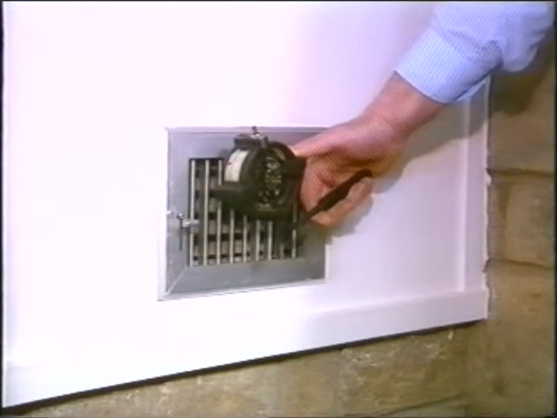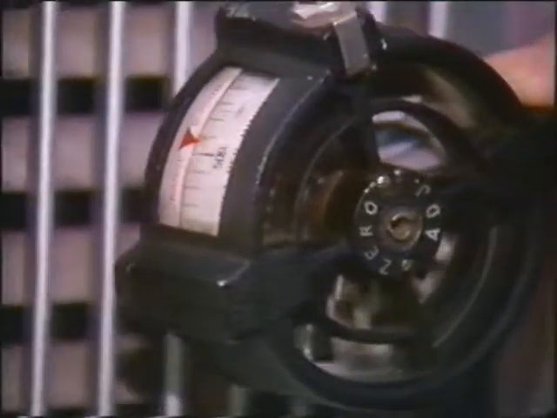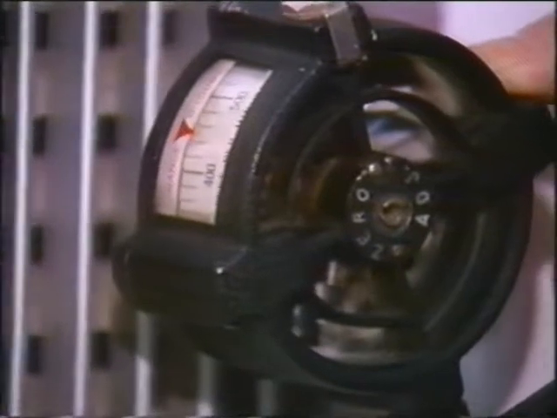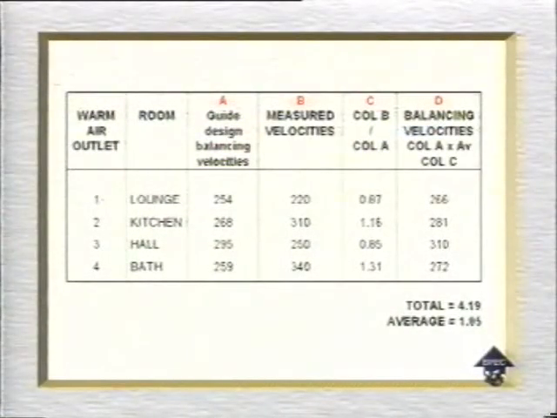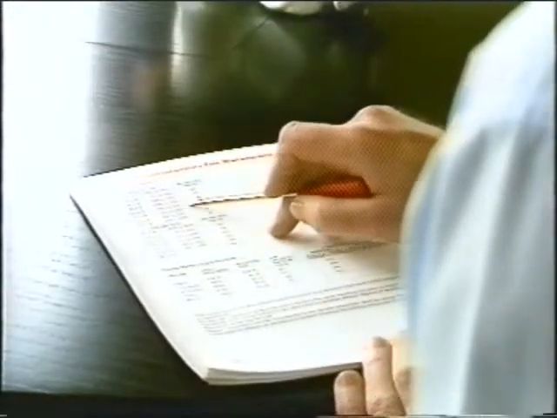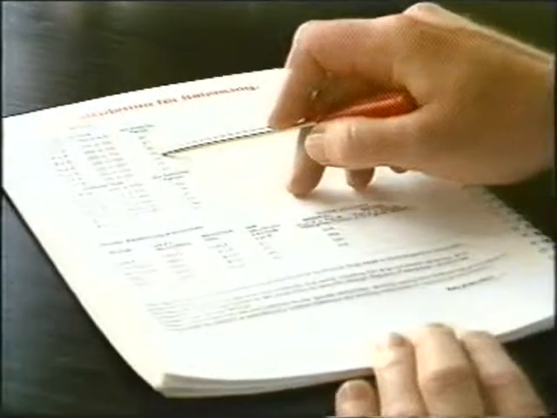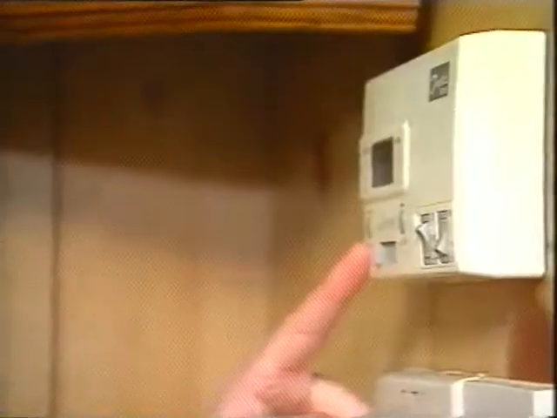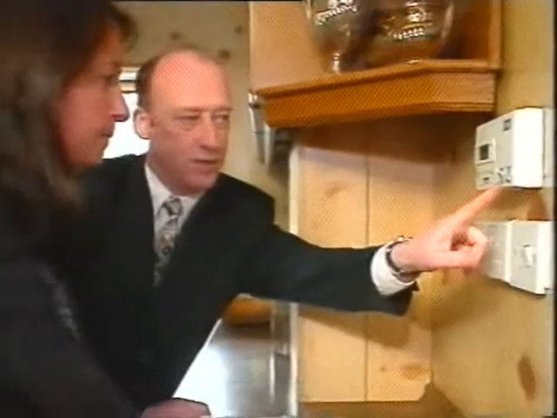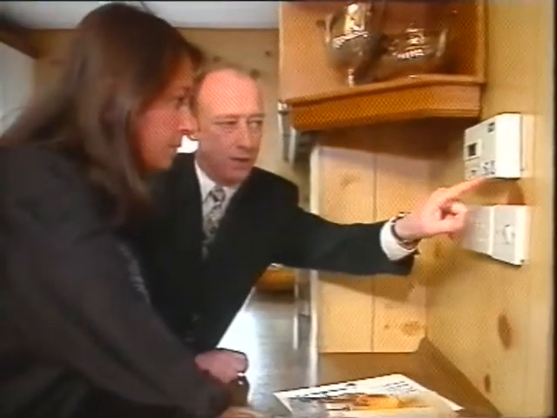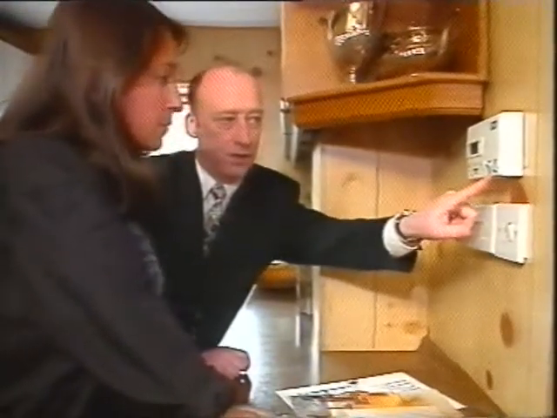Now it's a question of measuring the air velocity at each outlet, dividing that by a guide figure and working out the average for all the outlets measured. Once you've done that, a final multiplication will give you the balancing velocities you need for each register. You can now hand over the installation. Remember to explain to the user what needs to be done to operate and look after the system.